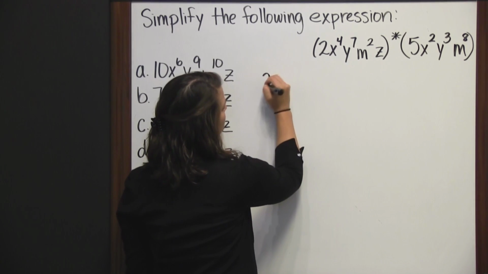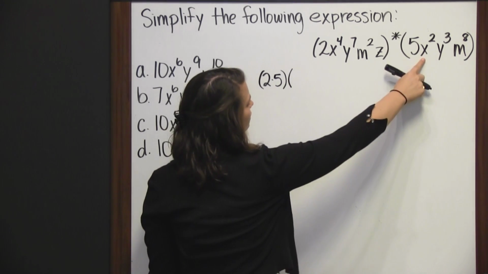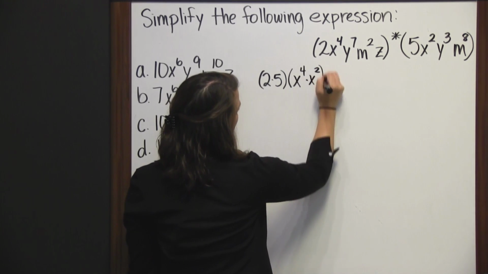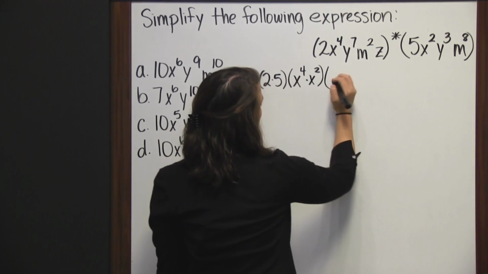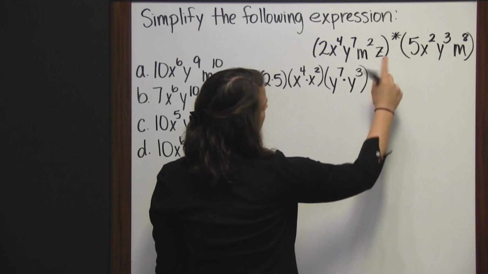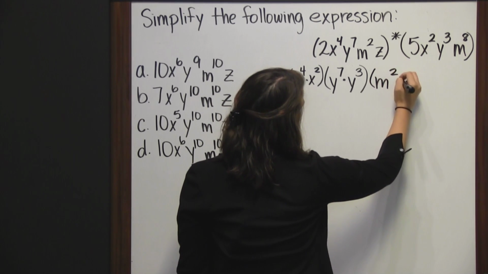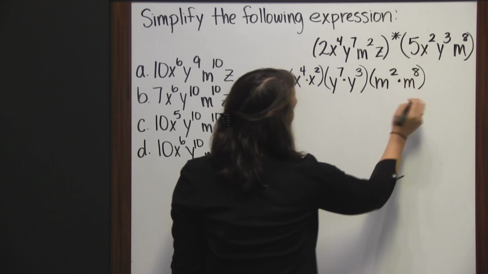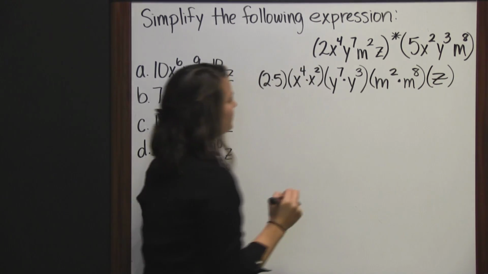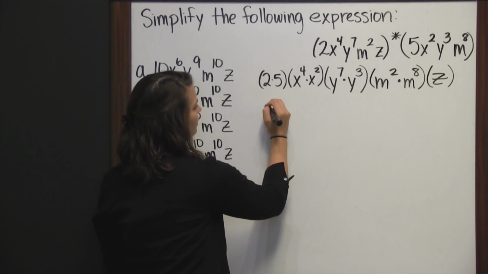So I'm going to multiply 2 times 5 together. And then I've got this x to the 4th times the x squared. And then we have y to the 7th times y cubed. And then we have m squared times m to the 8th. And then finally we just have this z, so times z. And now we'll simplify each one of these. So 2 times 5 is 10.